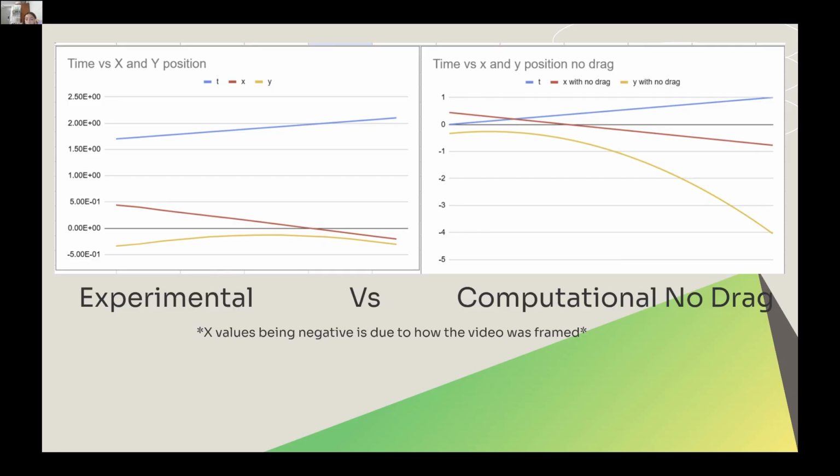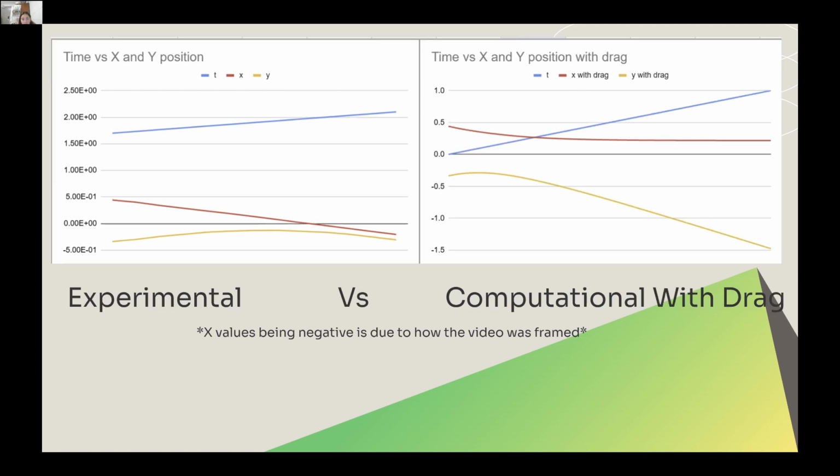But here you can get a little bit more of an accurate feel for it, because as you can see, the x has a slight bend to it. It's not exactly linear, which is what you see with the computational model. Once again, it would be flipped, and the y still has that curved shape to it.